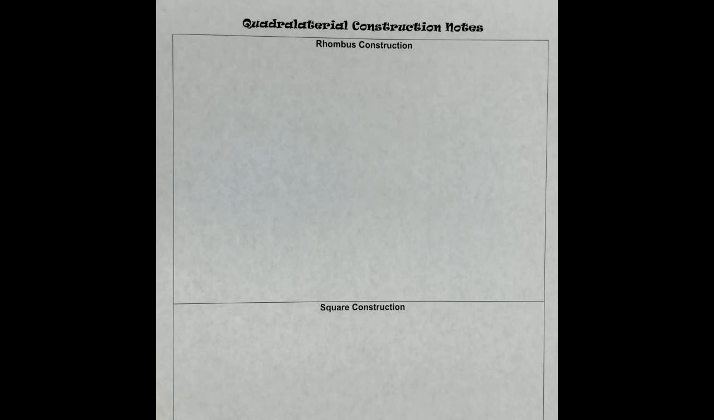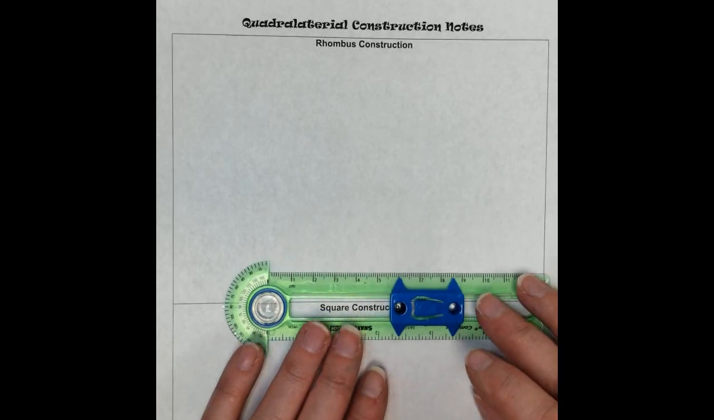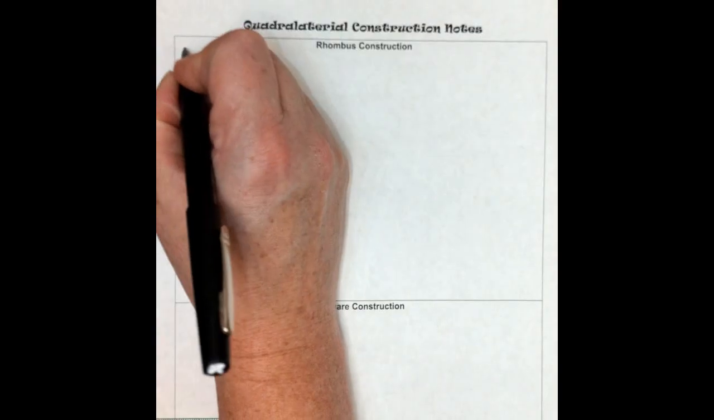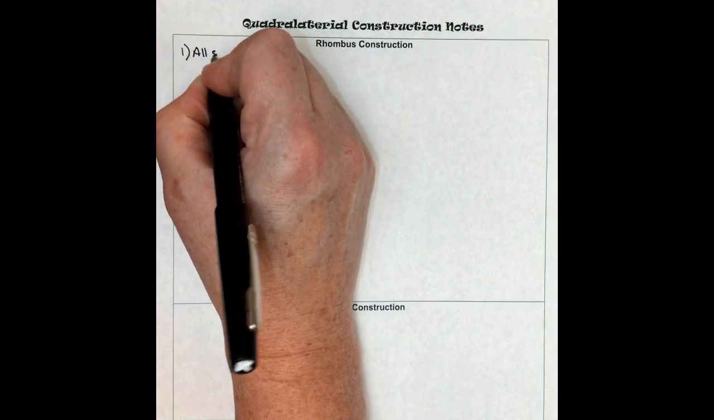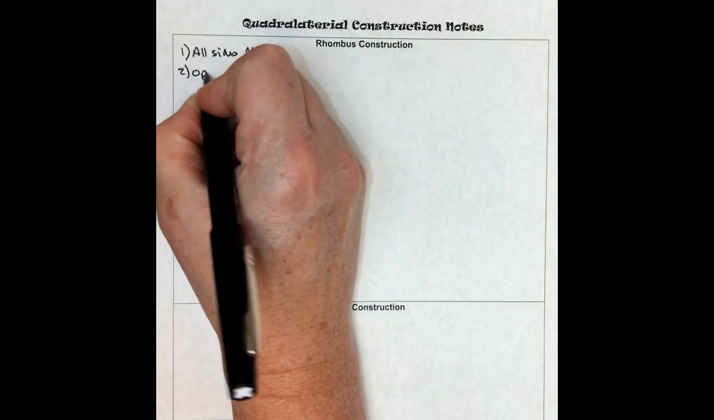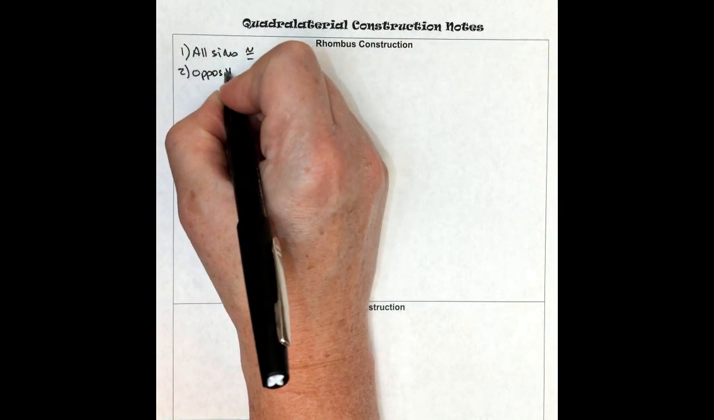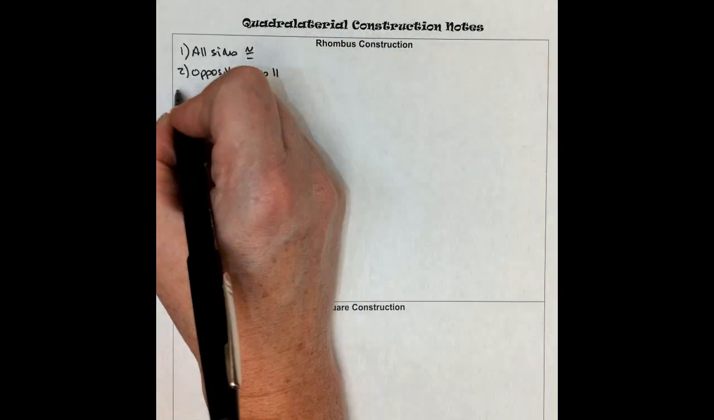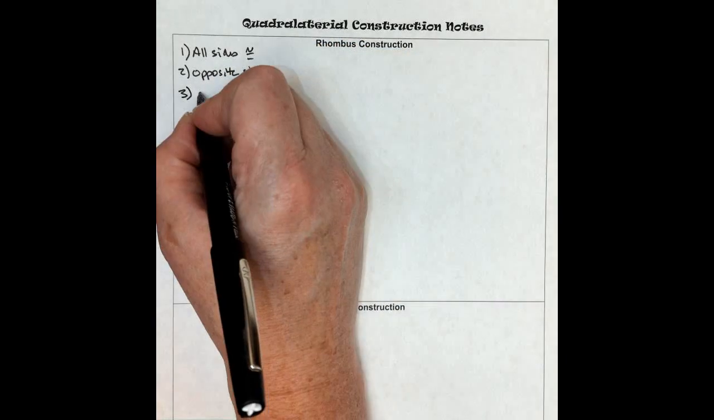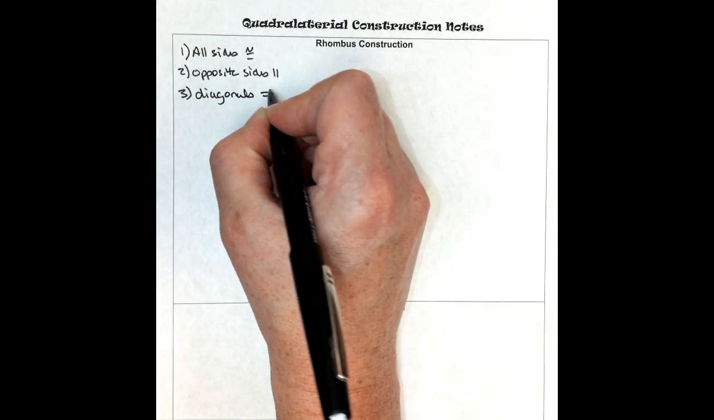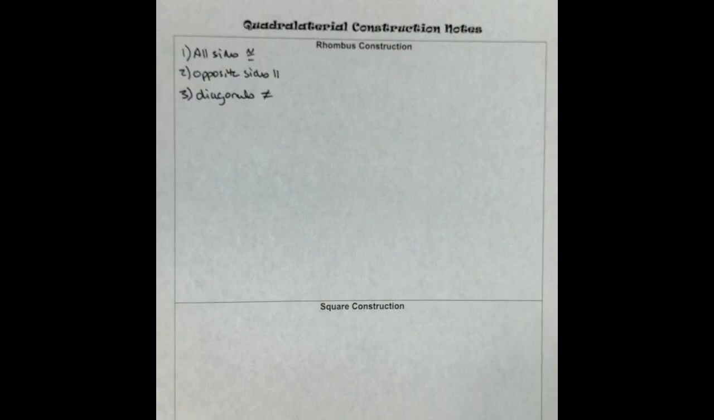All right. So the third construction that we're going to be doing today is a rhombus. Now remember, if we're talking about a rhombus, all sides are congruent. Opposite sides are parallel, and the diagonals are not congruent, are not equal.